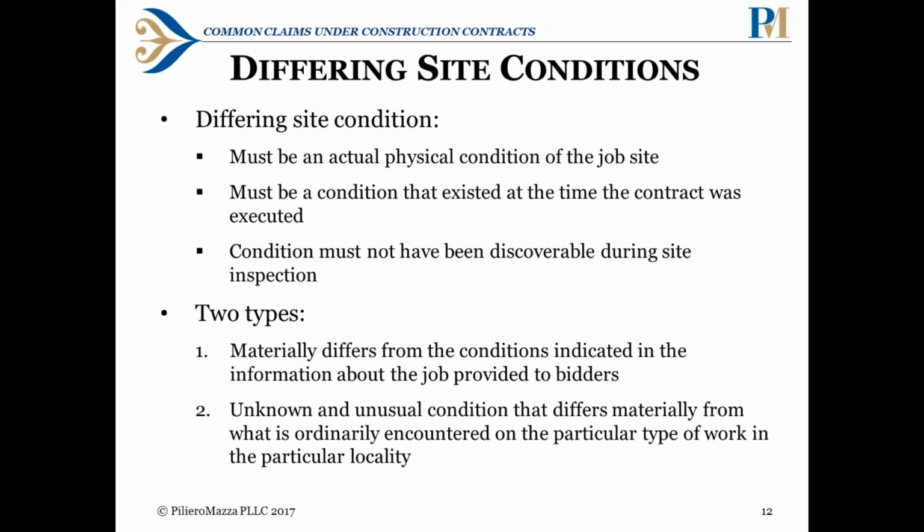And then the type 2 conditions are where it's an unknown and unusual condition that differs materially from what is ordinarily encountered on the particular type of work in that particular locality. So this is where, regardless of what's actually in the bidding documents, what you're told the conditions will be, you encounter unusual conditions for the area. So it depends on the locality, and it's important to know the specific type of conditions that are normal for the area where you're doing the work before you bid.